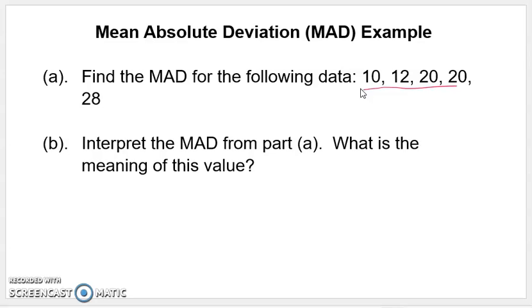So these are the 5 values of the data set. You want to find the MAD, or the mean absolute deviation, for these 5 values, and then interpret the MAD. In other words, what is the meaning of that value that we calculate?